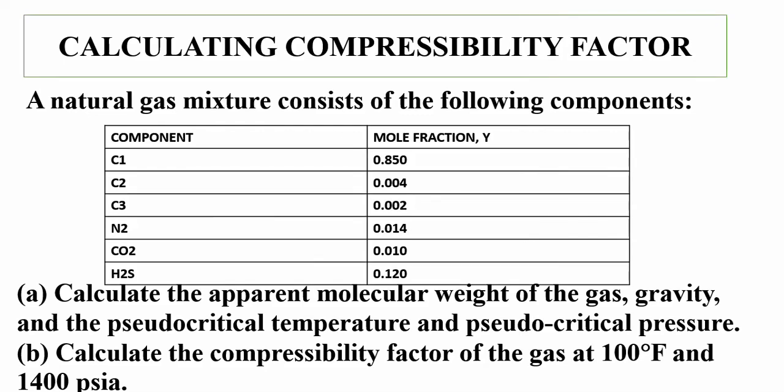Now, a natural gas mixture consists of the following components. We are asked to calculate the apparent molecular weight of the gas, gas gravity, and the pseudo-critical temperature and pseudo-critical pressure. B, calculate the compressibility factor of the gas at 100 degrees Fahrenheit and 1400 psia. So, now let's begin.